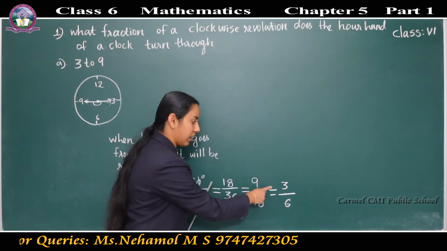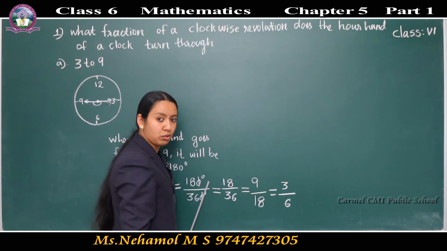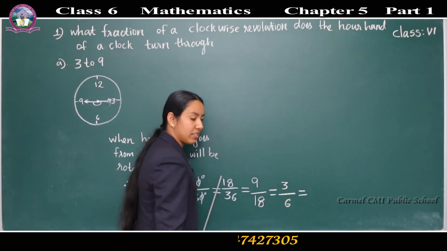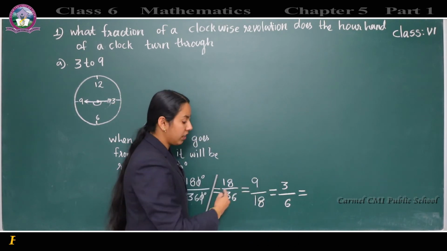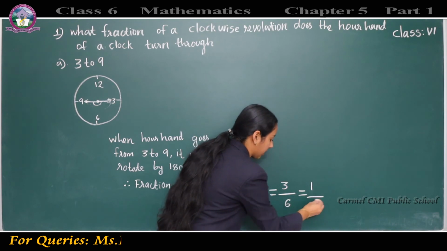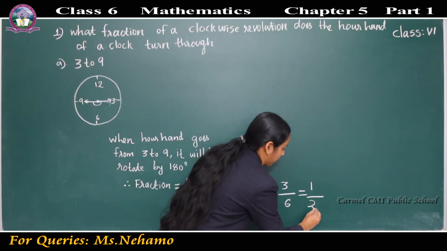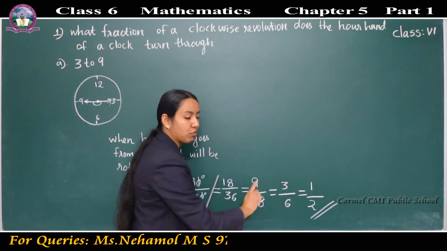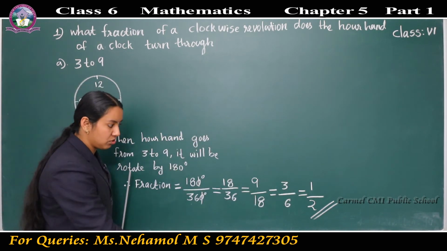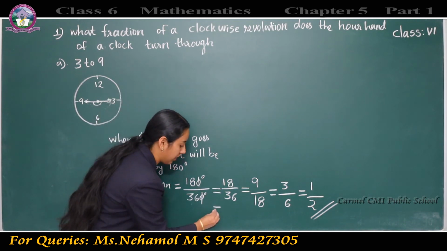3 by 6. Then this also we can convert to lowest term. Then we can simplify this one also. 3 by 6. 3 is divisible by 3, 6 also divisible by 3. 3 by 3 is 1. Then 6 by 3 is 2. So the required fraction is 1 by 2. No need to do this many steps. From here itself we can find the answer.